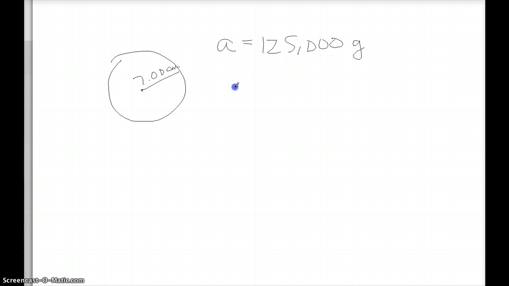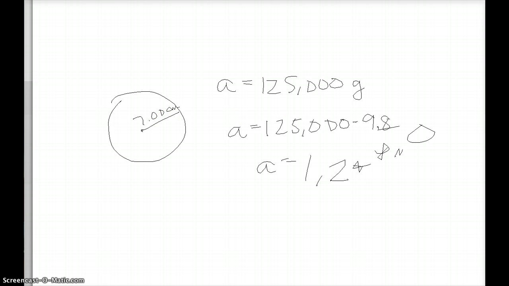So we're given acceleration and we're given the radius of curvature that this particle is going around. It's rotating at 7.00 centimeters, and it's experiencing an acceleration that is really just 125,000 times 9.8. And that gives us a number for acceleration of about 1,225,000. And the units now are meters per second squared.